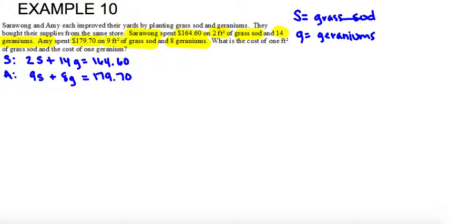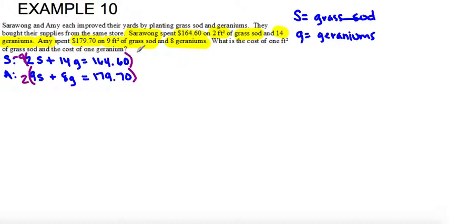So we have to figure out which method to use here, and which one works best. The best method, probably elimination. And what I'm going to do is multiply. I'm going to get rid of S. So I'm going to multiply the top equation by -9, and I'm going to multiply the bottom equation by 2.